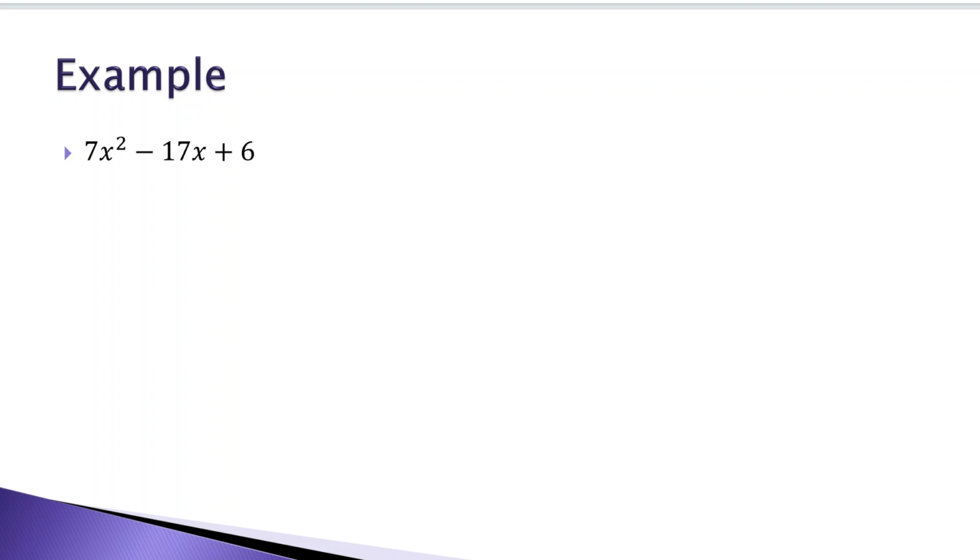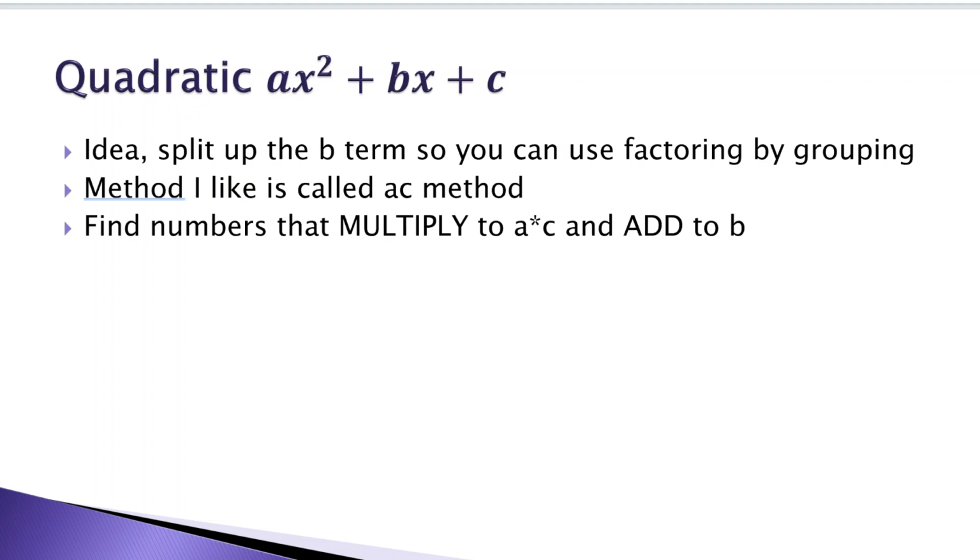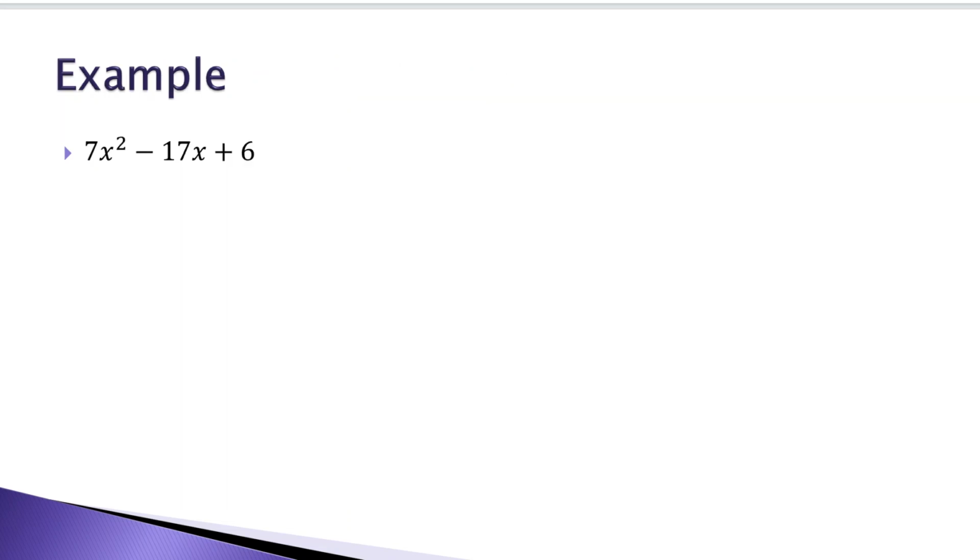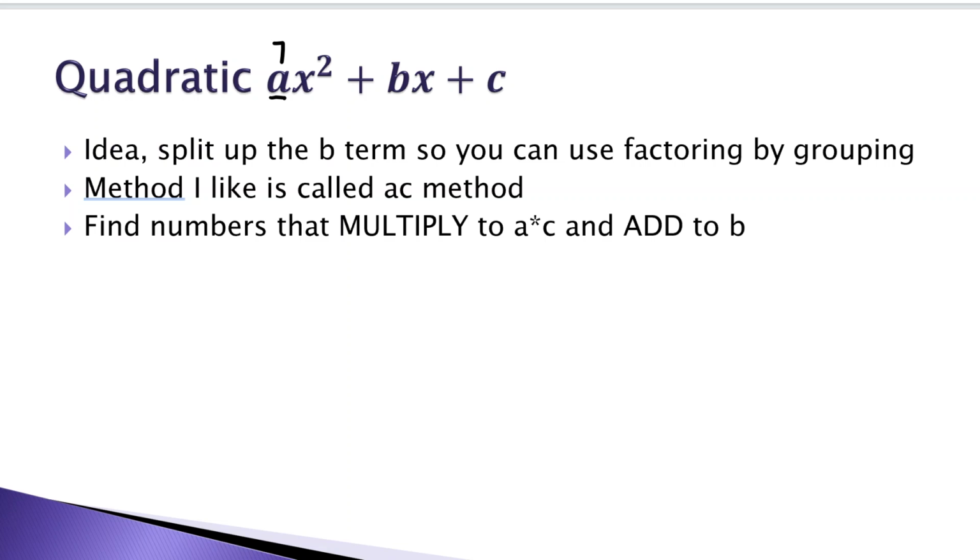Okay, there's the quadratic that was asked about in class. So that's the one we're going to try, and I'm going to use a method called the AC method. So I've got a quadratic. In this case, the A is a 7, the B is a negative 17, and the C is a 6. That was the example asked in class.